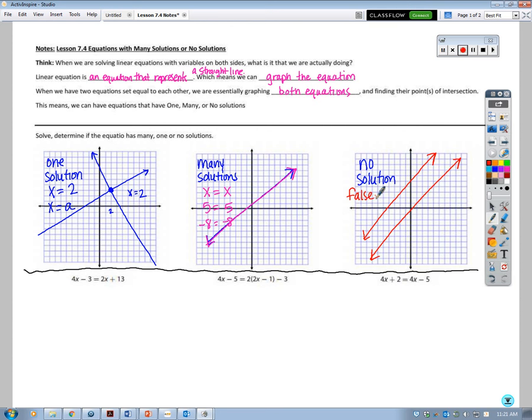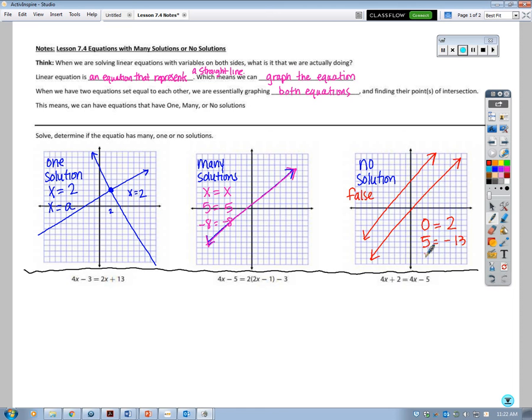meaning something like 0 equals 2. 0 doesn't equal 2. 0 will never equal 2. So this is a false statement. Or maybe something like 5 equals negative 13. Again, 5 will never equal negative 13. That's never going to be a true statement.